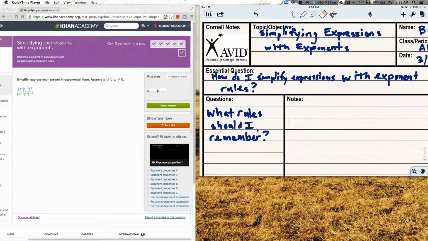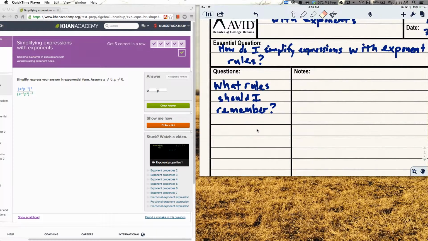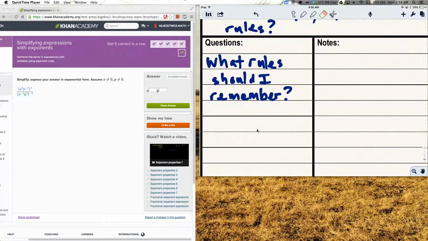And then my essential question is, how do I simplify expressions with exponent rules? Again, how do I simplify expressions with exponent rules? And the first big question that we are going to ask is, what rules should I remember? And please remember that at any point you can pause this video to write down or catch up with what I've written. So what rules should I remember?